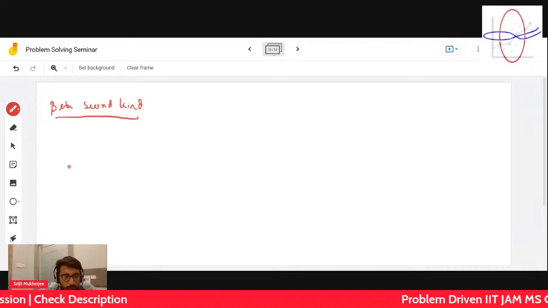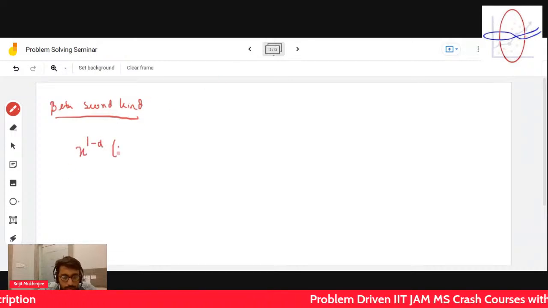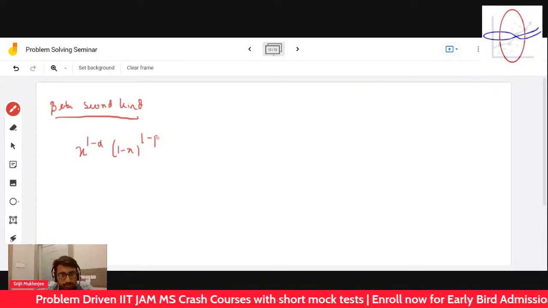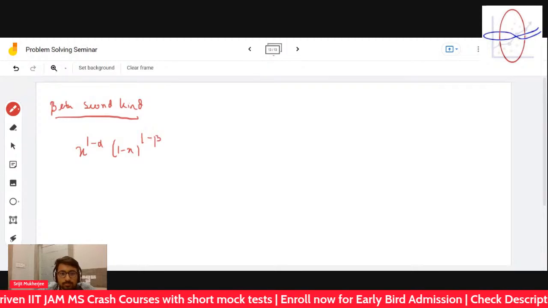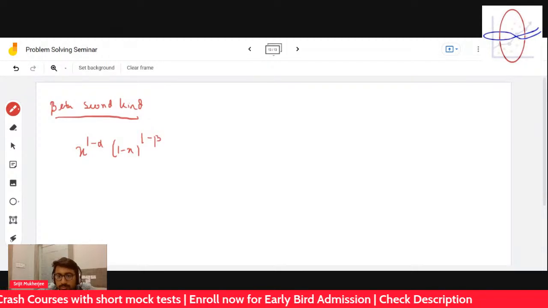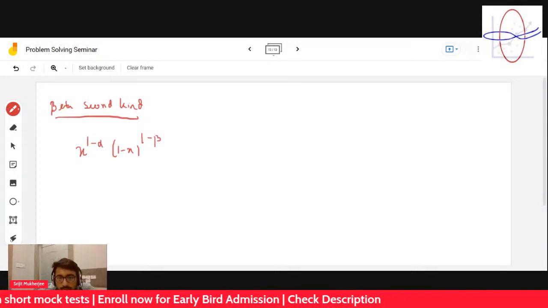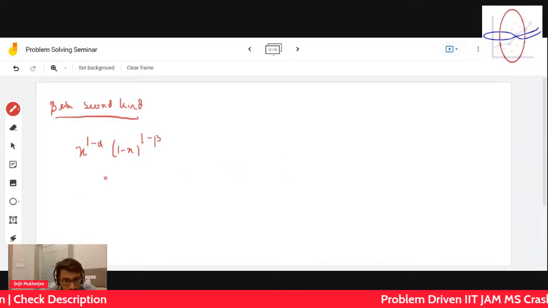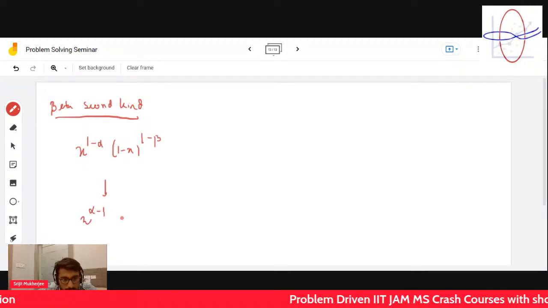So normal beta is what? x to the power 1 minus alpha into 1 minus x to the power 1 minus beta, right? Now let me tell you what beta second kind is and how it's different from this. For that, it will be x to the power alpha minus 1 by 1 plus x to the power alpha plus beta. So this is beta of alpha comma beta.